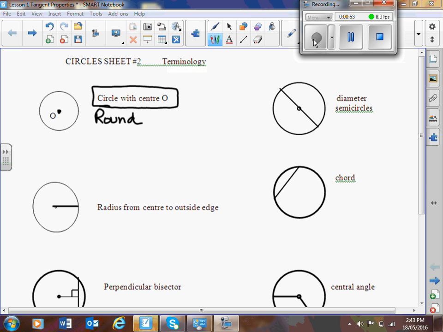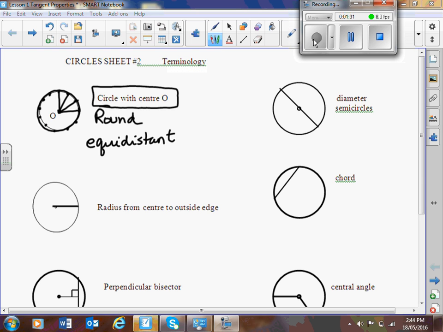But the definition of a circle is all the points that are equidistant from the center point of the circle. So all these points on the outside edge of the circle are exactly the same distance away from the center of the circle. When they're all joined together, there's an infinite amount of them. All those points, that's what creates a circle. So the word you might have heard there is equidistant, meaning the same distance.